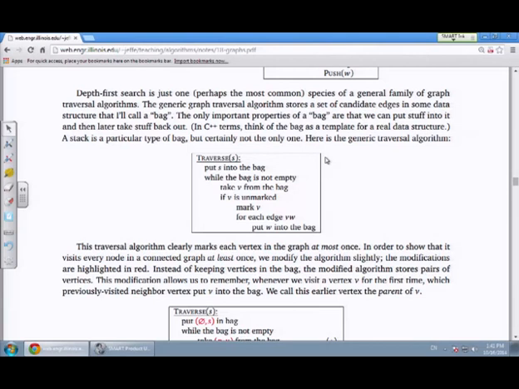There's a more generic traversal algorithm that uses a data structure I will call a bag. A bag has the following methods attached to it. I can ask the bag if it's empty. I can put things into the bag, and I can ask the bag, hey, give me something.